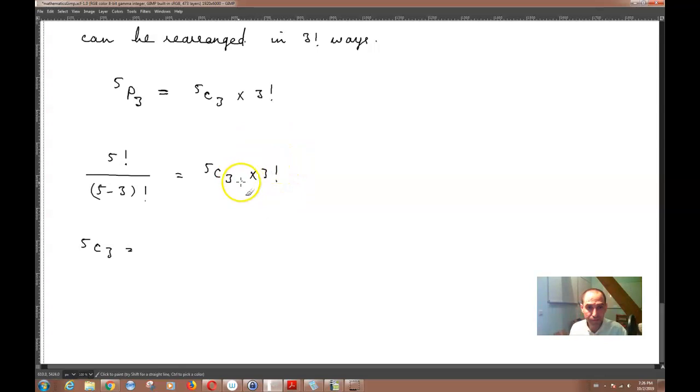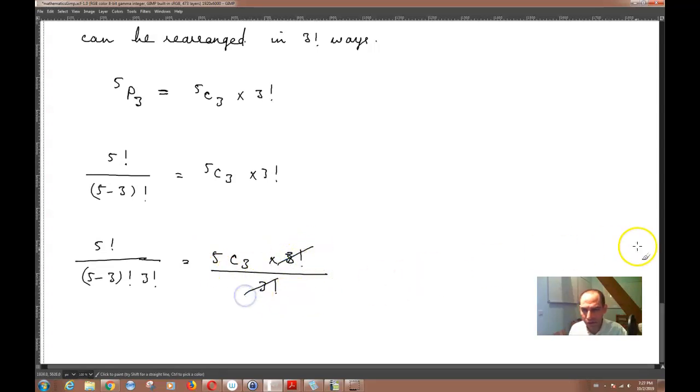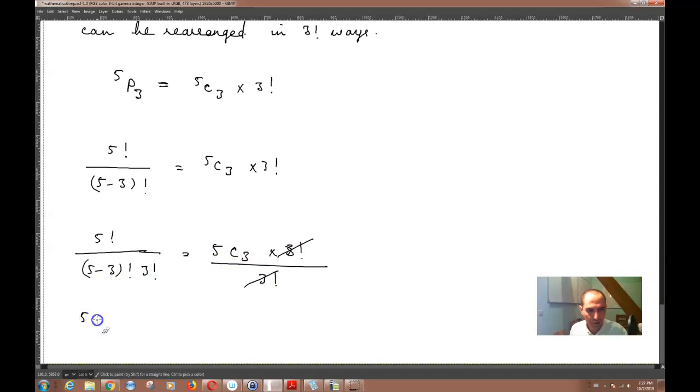Or you can say that to get rid of this 3 factorial, I divide both sides of this equation by 3 factorial. Meaning that if I divide both sides by 3 factorial, I'll get 5 factorial divided by (5 minus 3) factorial times 3 factorial is the same thing as 5 combination 3 times 3 factorial over 3 factorial, and so these two you can cancel out, and so you will get 5 combination 3 is the same thing as 5 factorial divided by (5 minus 3) factorial times 3 factorial, right?